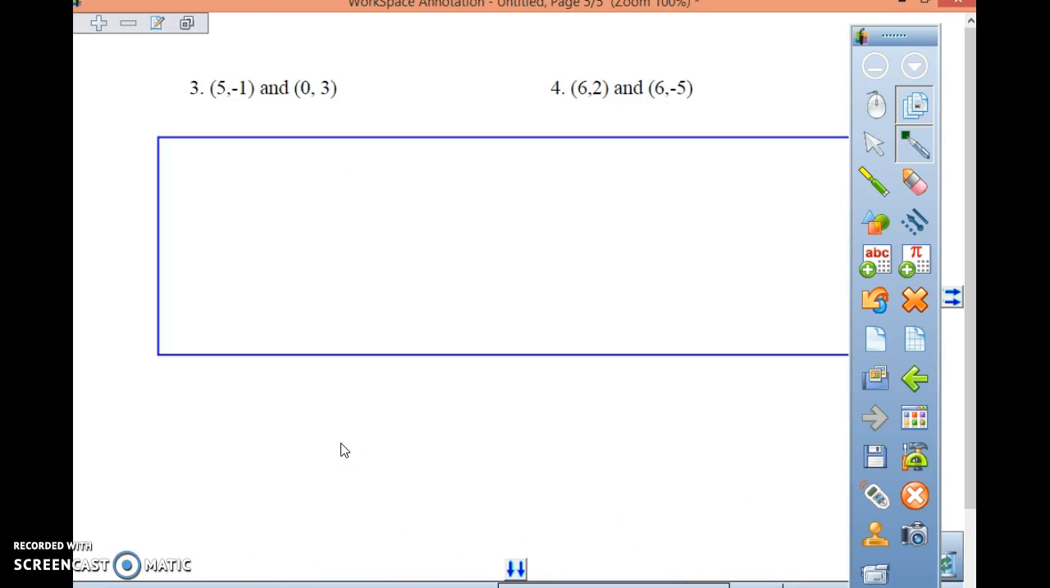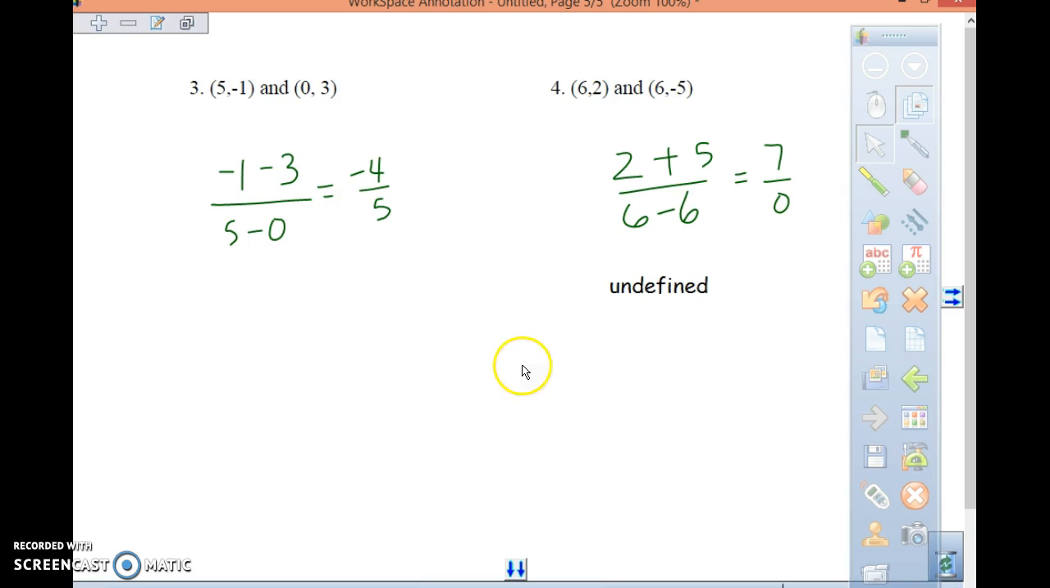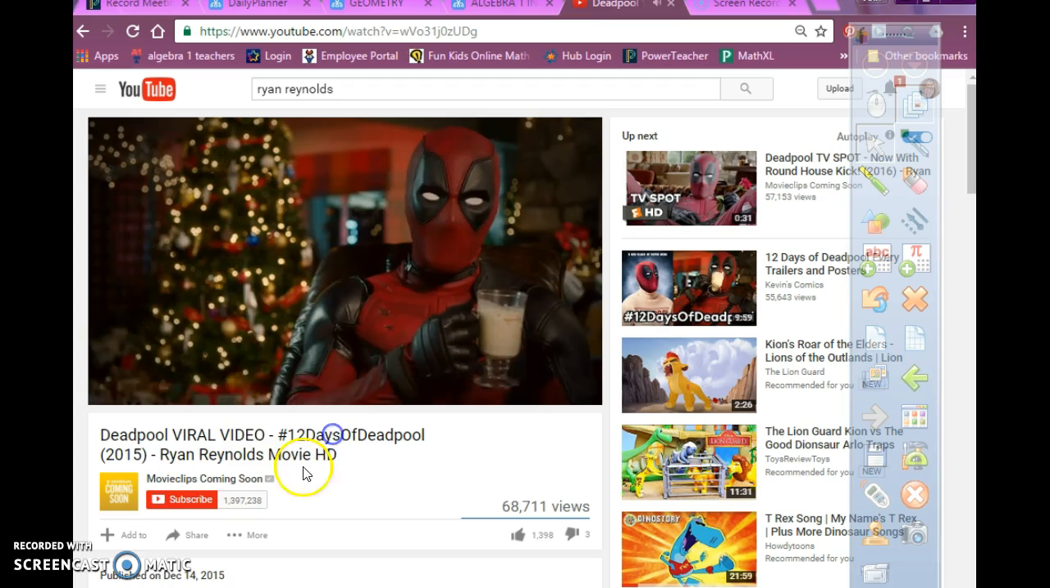Try these next 2 slope problems, pause the video, and then check your answers. Here are your answers. Notice in question number 4, you can never divide by 0, so the slope of that would be undefined. This concludes my review of midpoint, distance formula, and slope. You will be using these formulas in the upcoming chapters to help you understand the lessons.